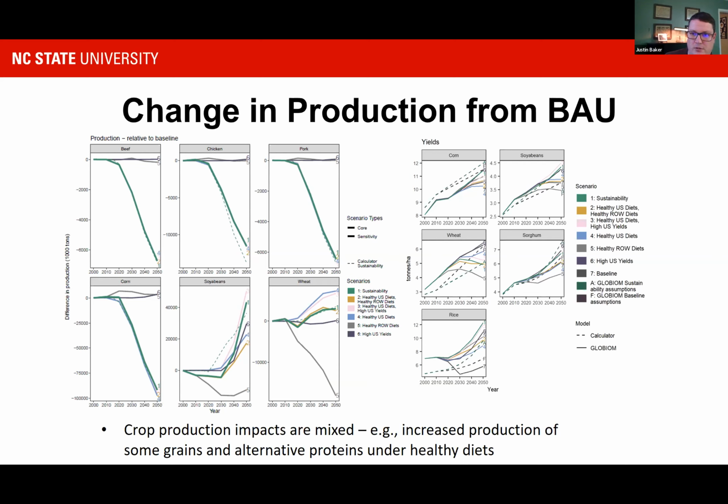The soybean results are a little bit interesting. We do see a decline in demand for oil seeds overall, but we see in particular under these higher productivity scenarios, growing foreign demand for US produced goods. And so that increases the amount of soybeans that we're producing.